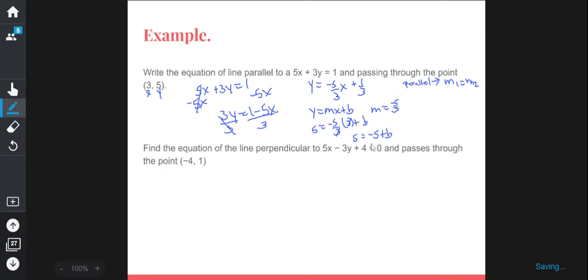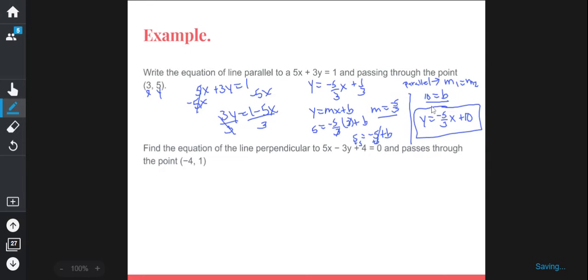To get b alone, I add 5 to both sides. Let me make a little room right here. So if I add 5 to both sides, this cancels out, and I'm left with 10 equals b. So now I know my slope, I know my y-intercept. I can substitute them both back into this equation to get my line. So y equals negative 5/3 x plus 10. And this is my final answer.